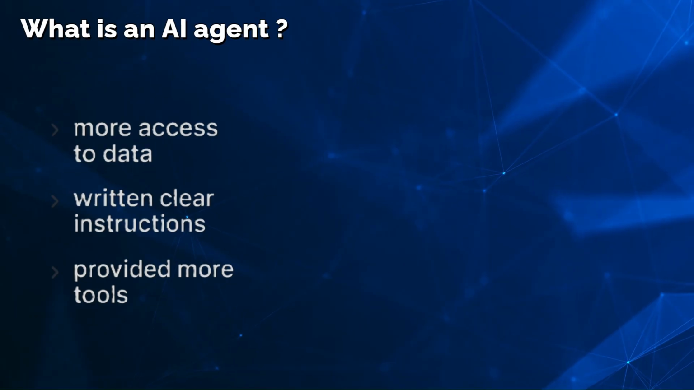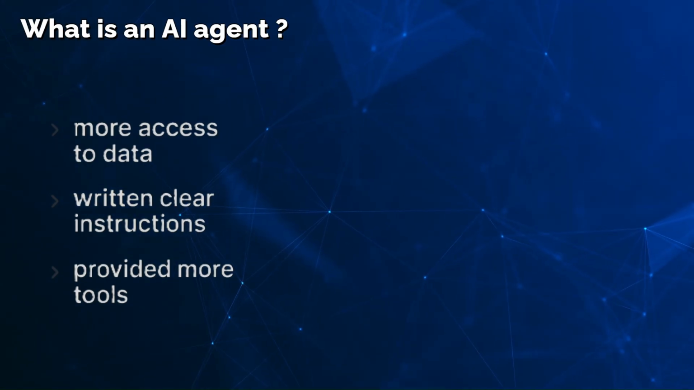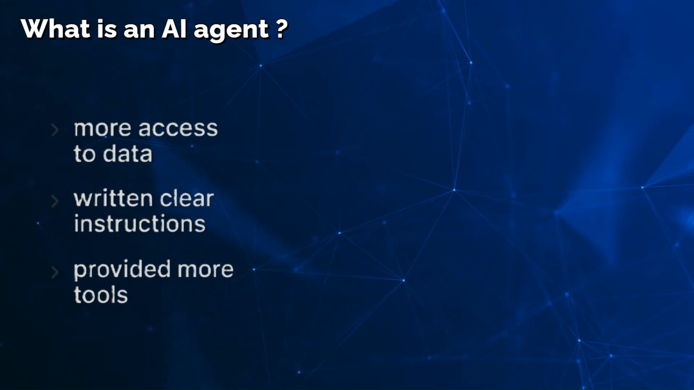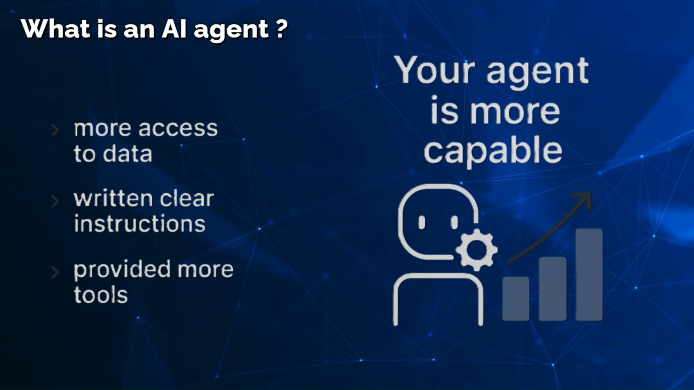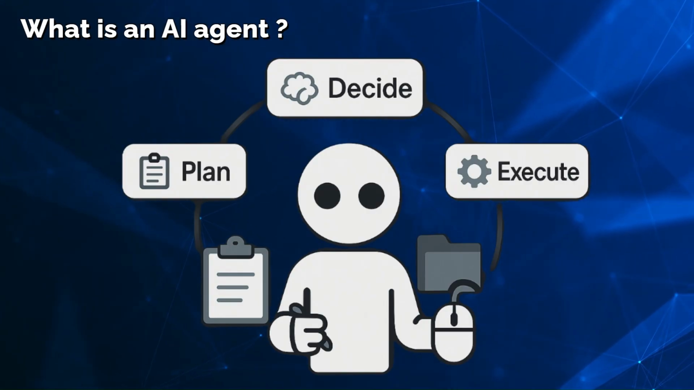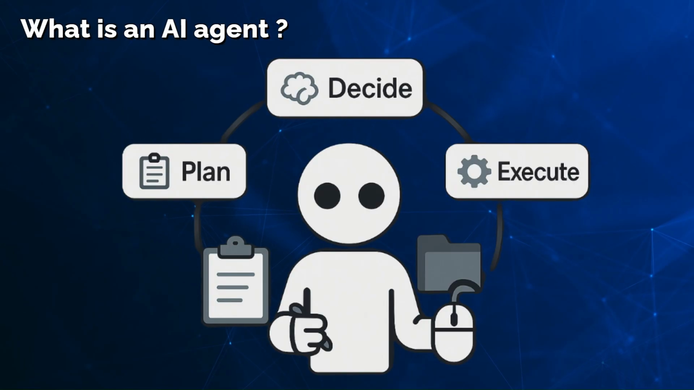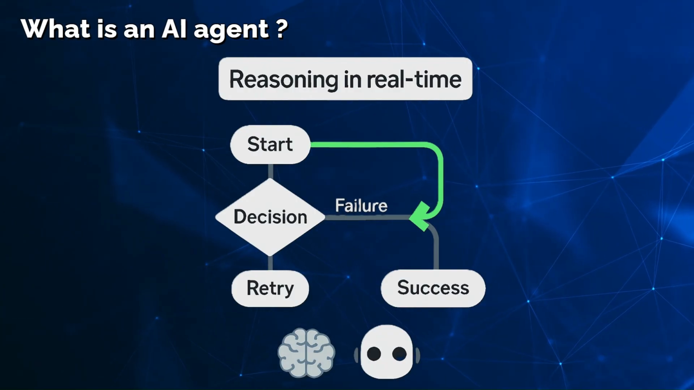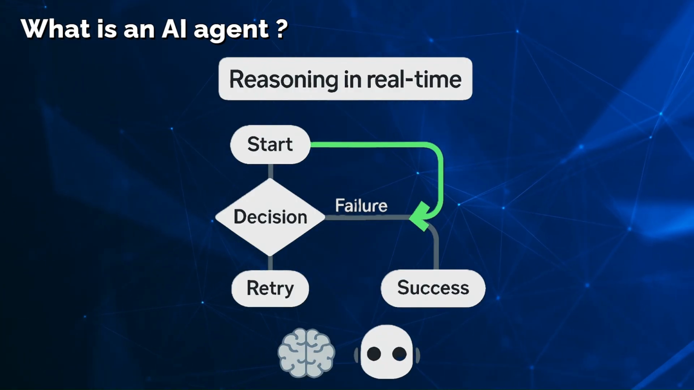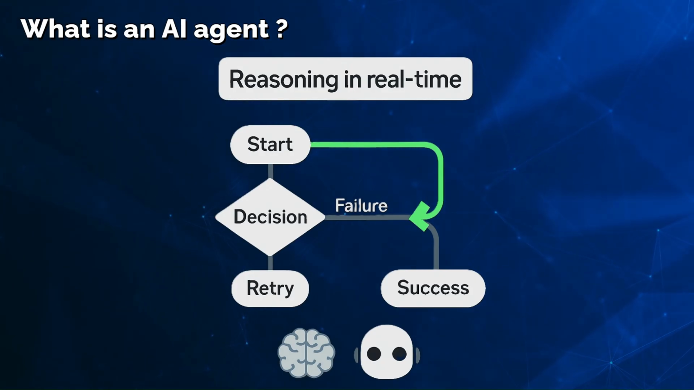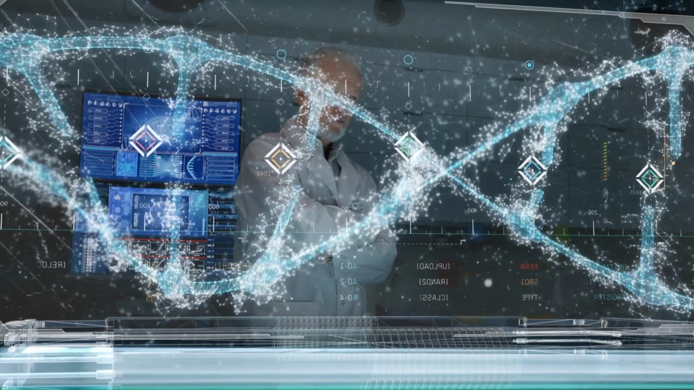So if your agent has more access to data and information, if you have written clear instructions, and most importantly, if you have provided more tools, your agent is more capable. It's like having a virtual assistant that is not just smart but actually capable. It can plan, decide and execute all on its own. And the best part, it does not follow a fixed script. It adapts, it reasons, it tries things, and if something does not work, it tries another path, just like a human would do.